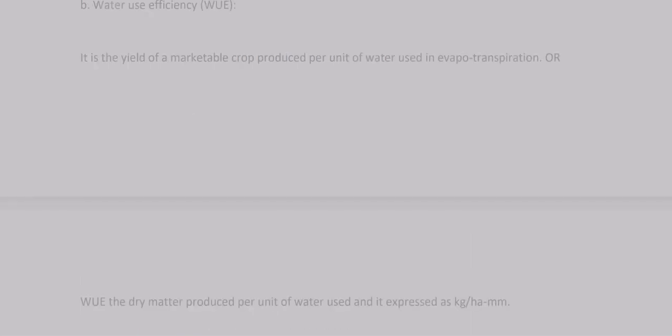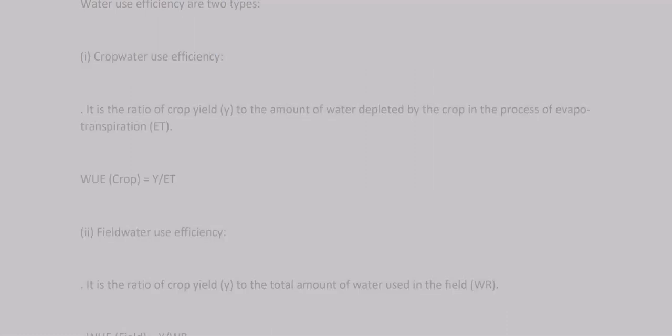B, water use efficiency, WUE. It is the yield of a marketable crop produced per unit of water used in evapotranspiration, or the dry matter produced per unit of water used, and it is expressed as kilogram per millimeter. Water use efficiency is of two types. 1, crop water use efficiency. It is the ratio of crop yield, Y, to the amount of water depleted by the crop in the process of evapotranspiration, ET. WUE crop equals Y/ET.